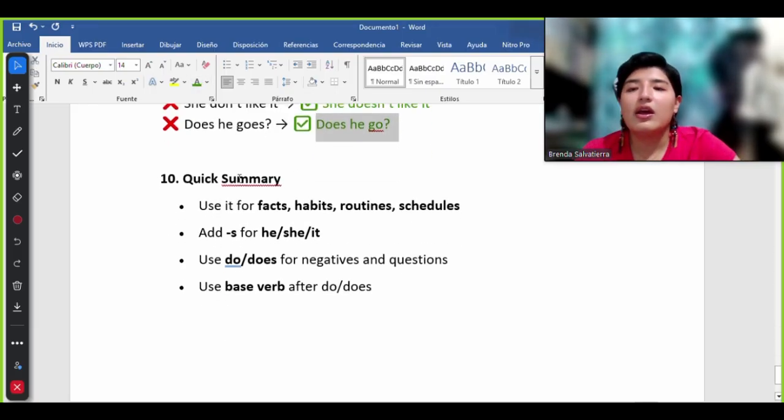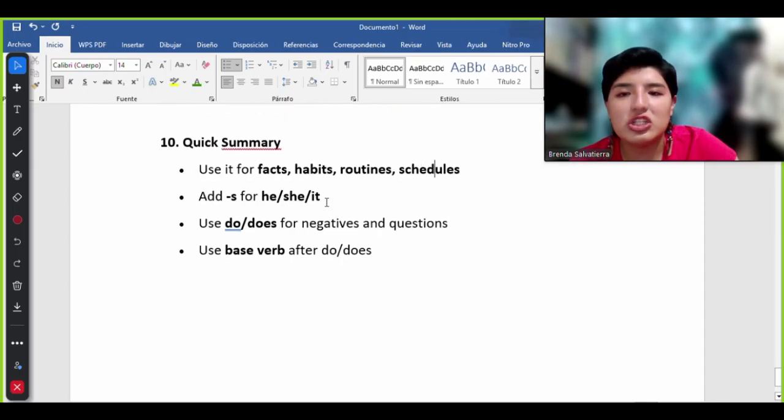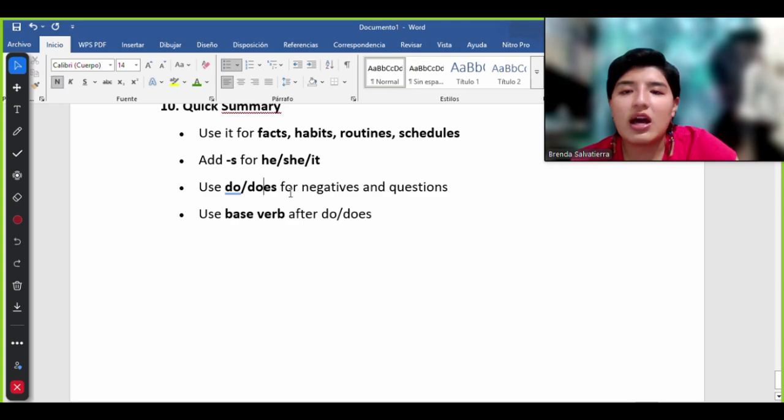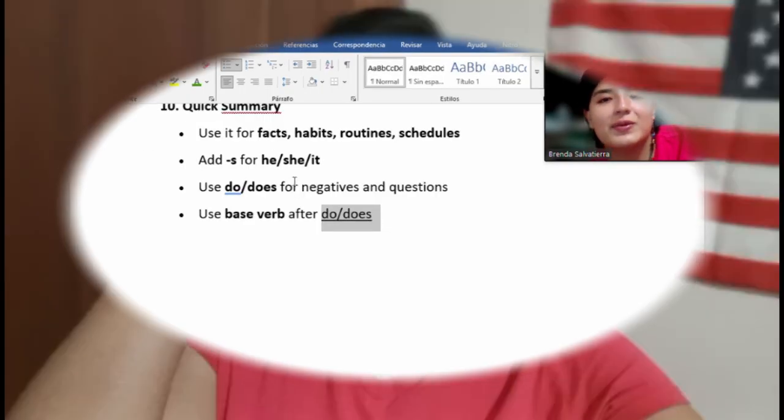Does he go? And finally, a quick summary. We use present simple for facts, habits, routines, and schedules. Okay, we add s for he, she, it. Use do or does for negatives and questions, and use the base form after do or does. Okay, guys, that was it. Hopefully, it was clear enough for you to understand it. And as you could see, simple present is not really difficult. You just need to practice and maybe rewatch this video as many times as necessary.